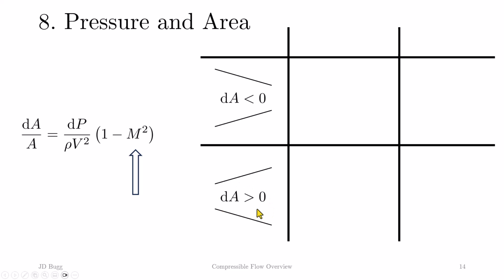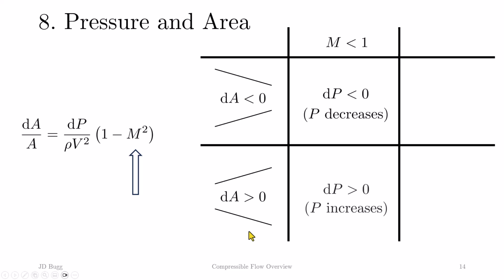If the Mach number of the flow is less than 1, this is positive. That means dA and dP have the same sign. If A goes down, P goes down, and if A goes up, P goes up. In a diverging duct, since the area is increasing, the pressure is also increasing. Both cases are the same behavior as in incompressible flow.